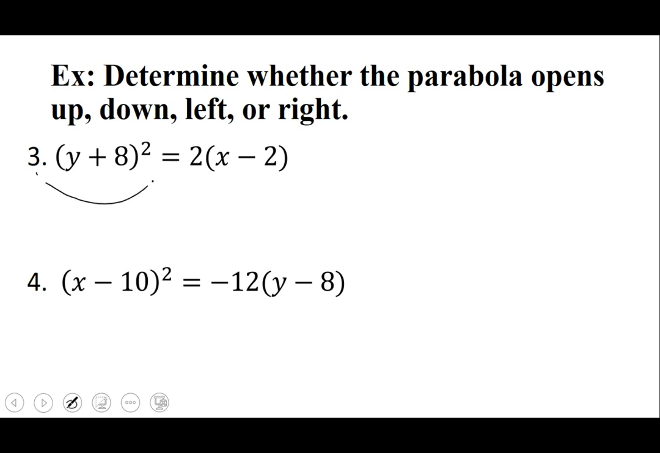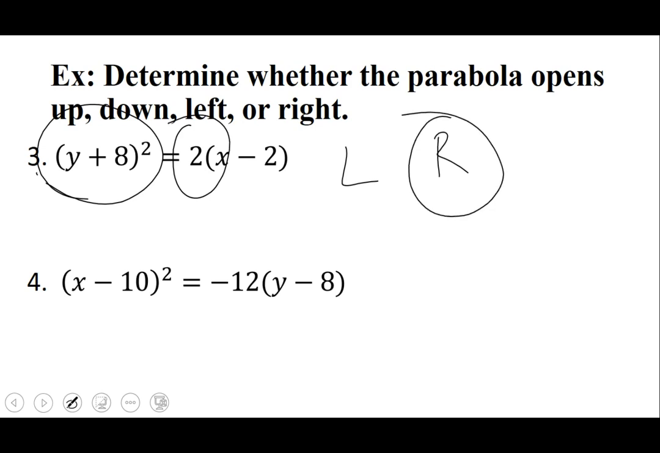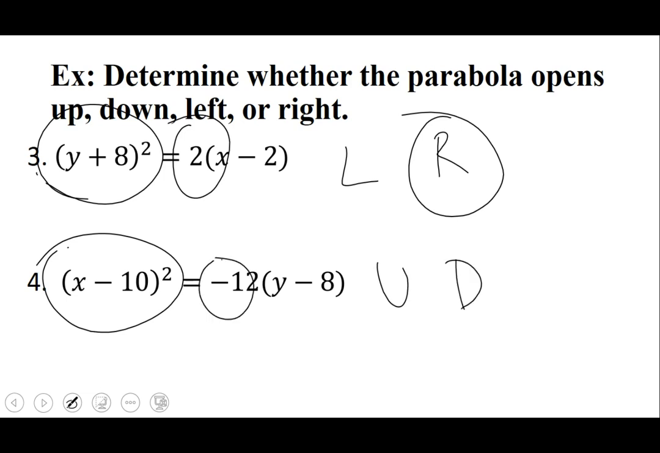So in number 3, notice that the y is squared. If the y is squared, you know it's either going to open left or right. Take a look at this value out here. Positive is how you know the graph is opening to the right. Finally, in number 4, note that the x being squared is how you know it's going to open up or down. Taking a look at the other side, the negative is how you know that this parabola is ultimately going to face down.